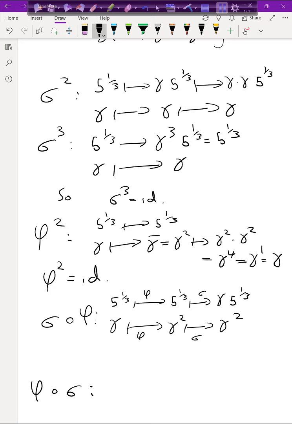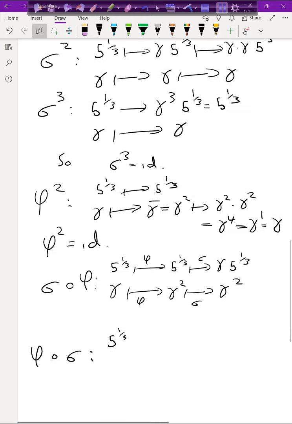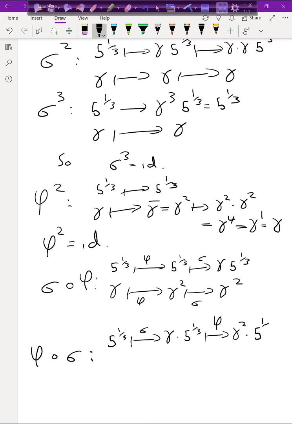All right. It gets a little weirder now. Because now if we do phi composed with sigma here, it's going to send 5 to the 1/3 to, well, sigma is going to send this to gamma times 5 to the 1/3. Now I'm going to do phi. It's going to leave the 5 to the 1/3 alone, but that's going to send gamma to gamma squared, 5 to the 1/3. Okay. And gamma, well, it's going to do something similar. Sigma is just going to send it to gamma, and phi is just going to send it to gamma squared.